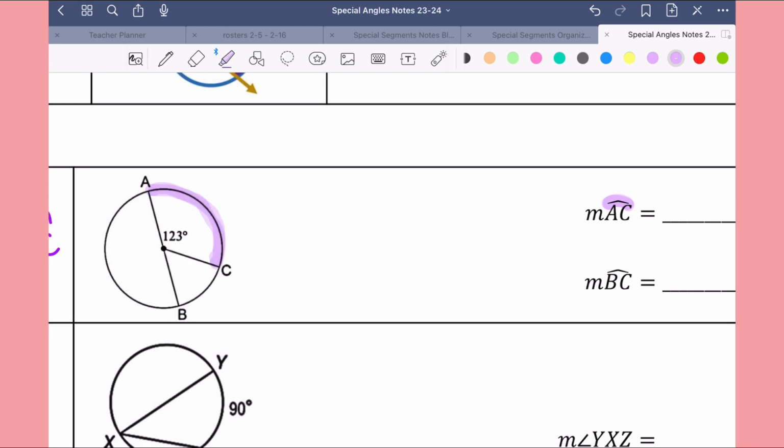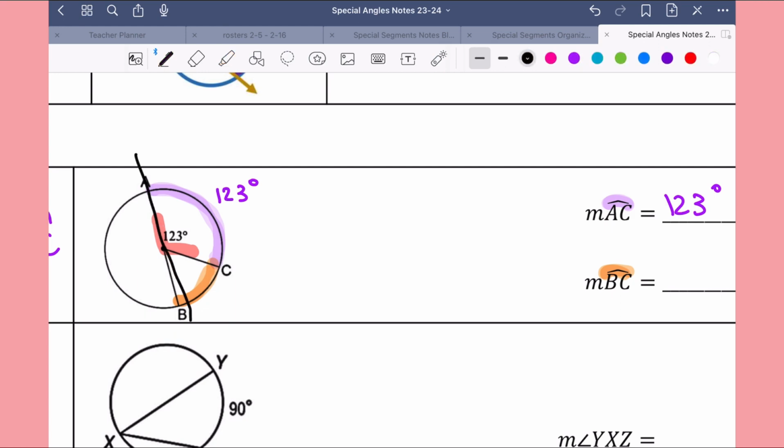Okay, so if my arc is there, but my angle is at the center and it's 123, what's the measure of the arc? Well, they're the same. So the arc is 123 degrees. So these are equal, okay? The next one is arc BC. So I'm going to switch colors. BC, and that's here. We saw these last week again.